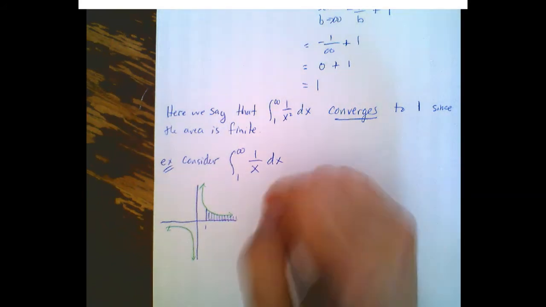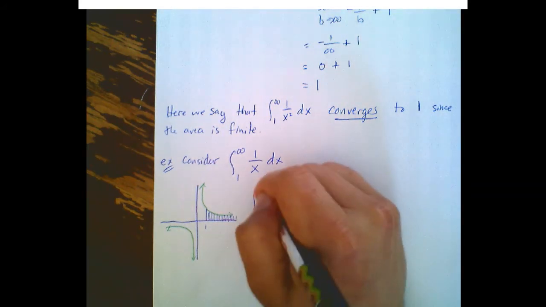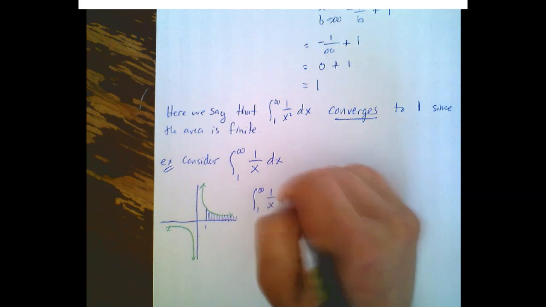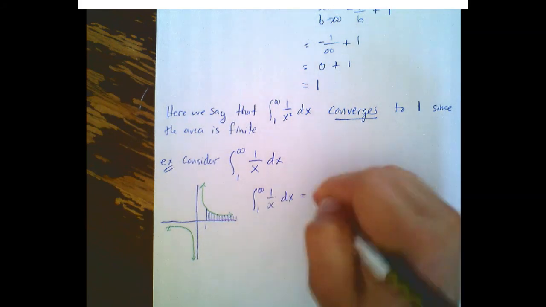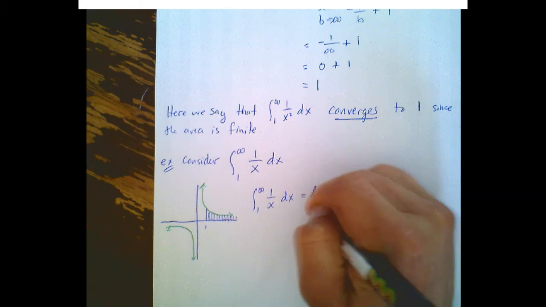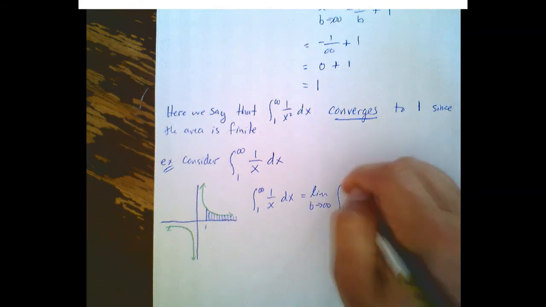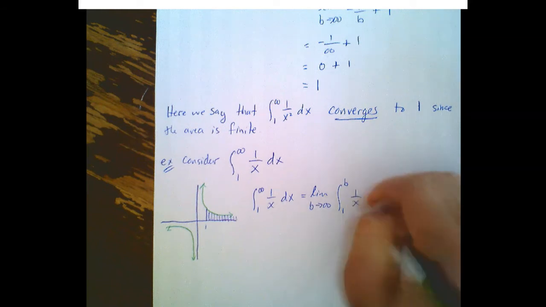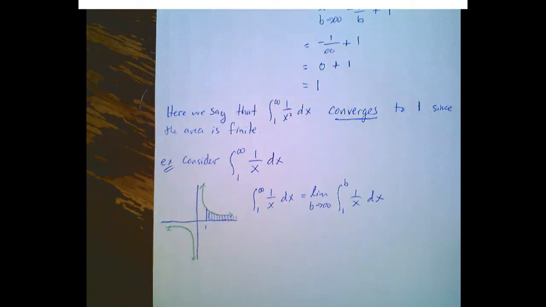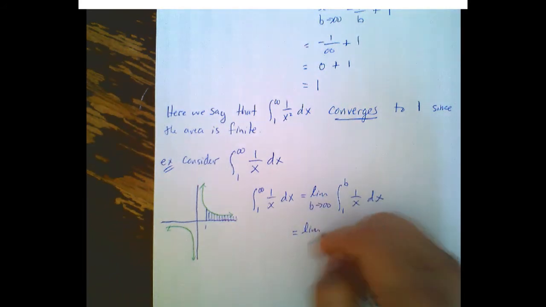So this is the integral from 1 to infinity of 1 over x dx, which is equal to, let's write it as a limit as b goes to infinity of the integral from 1 to b of 1 over x dx. All right. Now let's take care of the integral. Keep our limit.